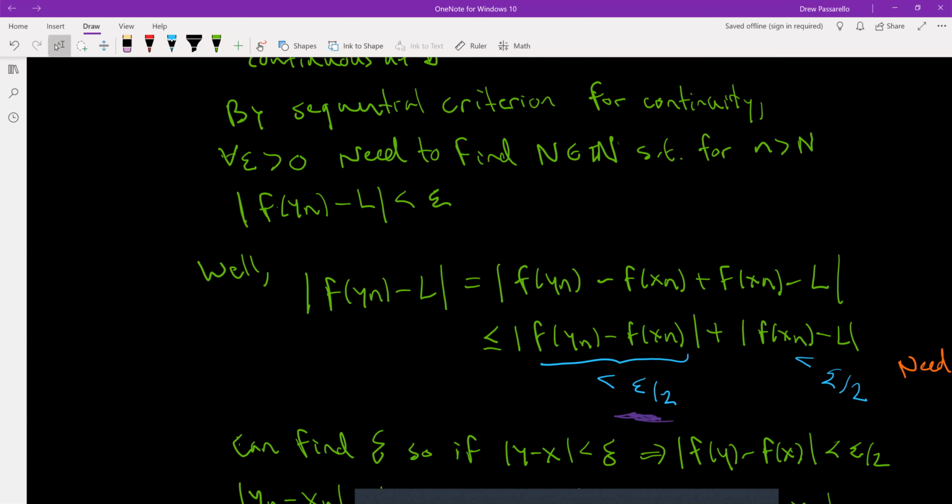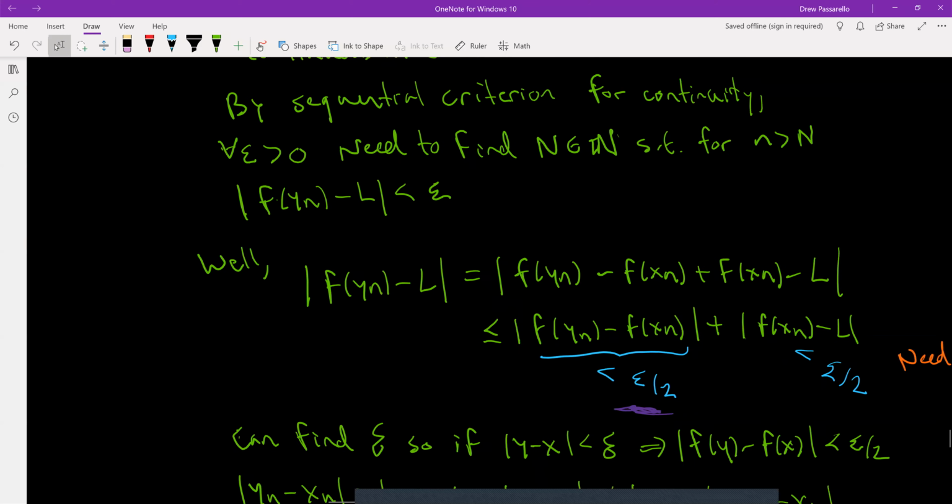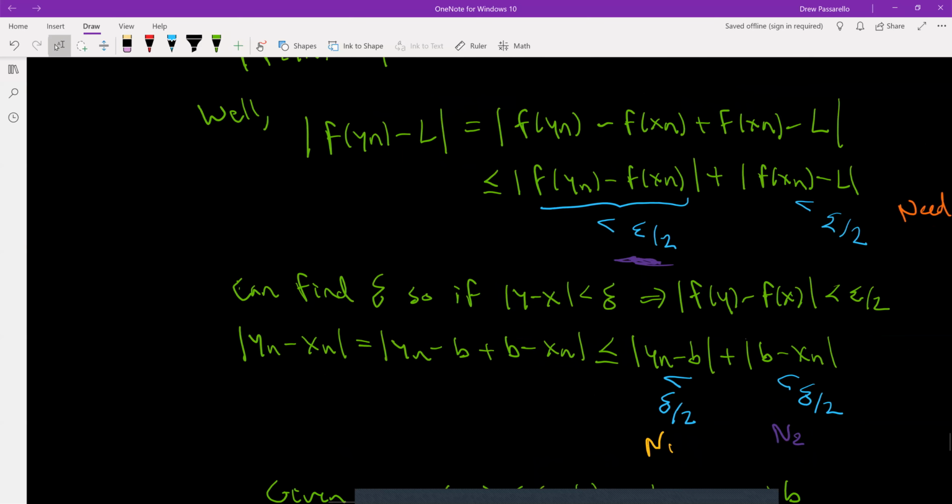And so that difference, f of yn minus L, can be broken up using the triangle inequality, so it's less than or equal to f of yn minus f of xn plus f of xn minus L. We need each one of these two to be less than epsilon over 2. And to do that, focusing on just the first one, we need to find a delta. So if y minus x is less than delta, f of y minus f of x is less than epsilon over 2.